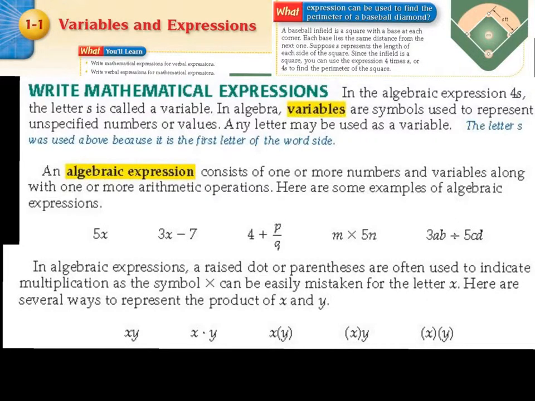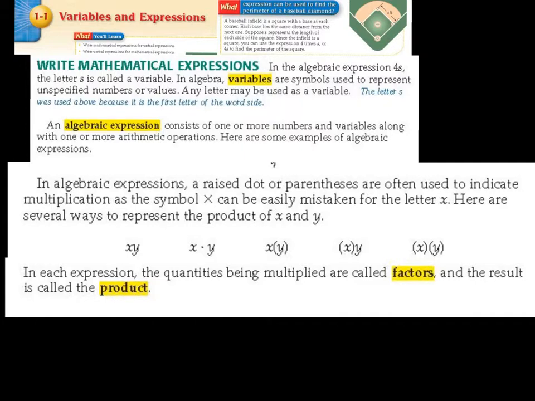In algebraic expressions, a raised dot or parentheses are often used to indicate multiplication, as the symbol x can easily be mistaken for the letter x. Here are several ways to represent the product of x and y. This is the most common, right next to each other, x times y, center dot, raised dot, x times y, parentheses. In each expression, the quantities being multiplied are called factors, and the result is called the product.